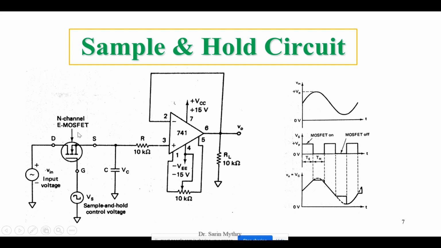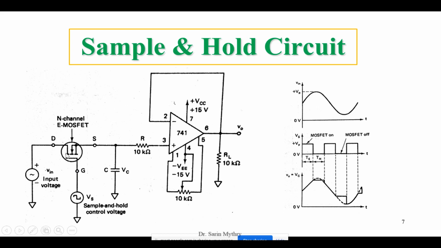What is an E MOSFET? Enhancement MOSFET. An enhancement MOSFET is a MOSFET that is initially in the off state. In order to turn on the MOSFET, we are supposed to supply some input voltage, called the gate voltage. Whenever the gate voltage is greater than the threshold voltage, the MOSFET will be turned on.